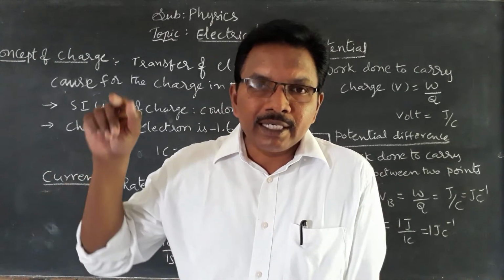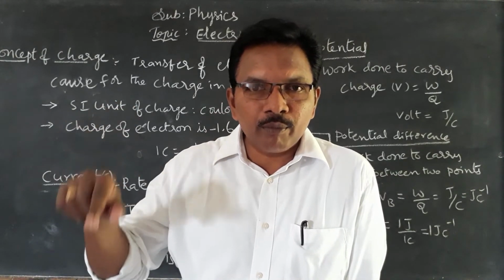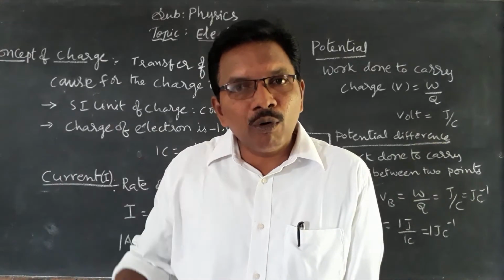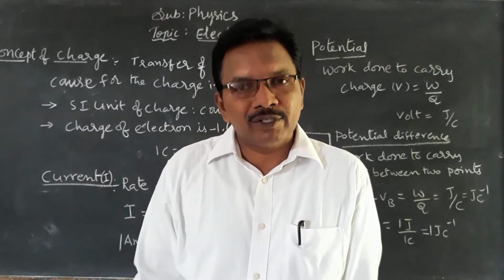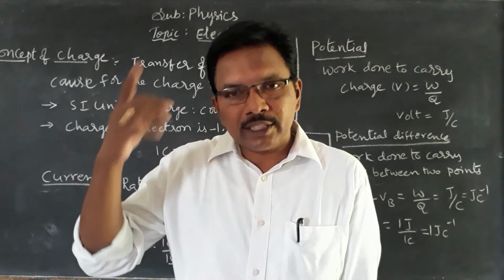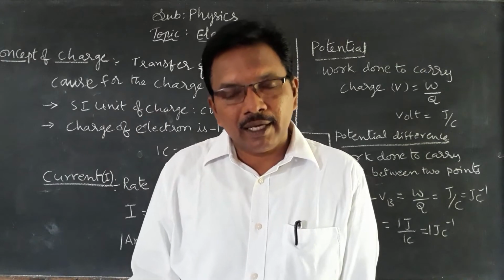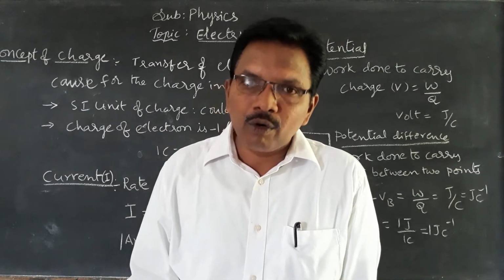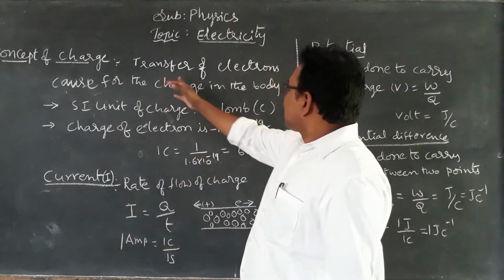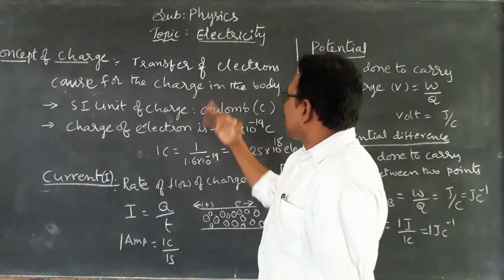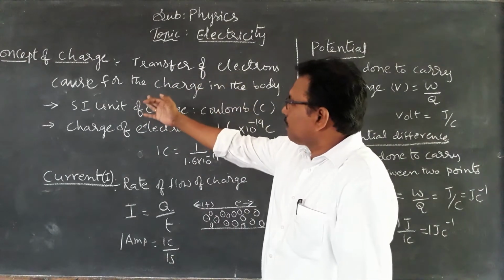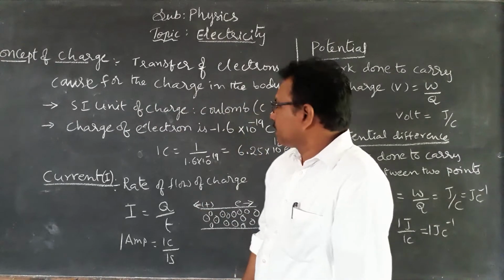Before that, the comb is neutral. When electrons are in excess, then the comb exhibits negative charge. So that is how charge arises. Here two bodies gain charge, hair and comb. Similarly, as per the concept of charge, the transfer of electrons causes charge in the body.